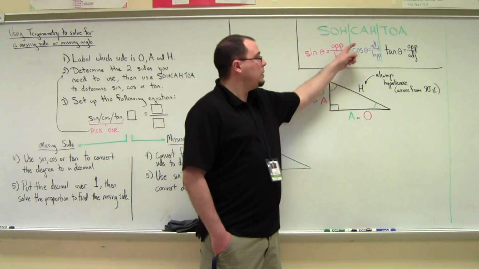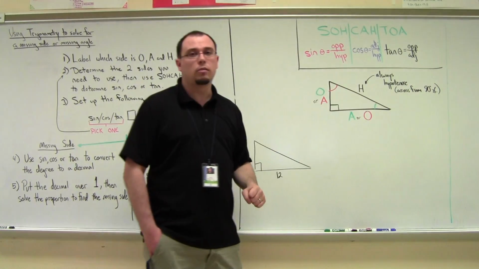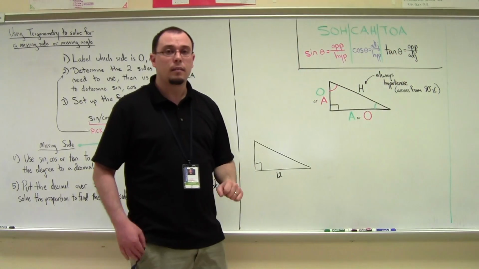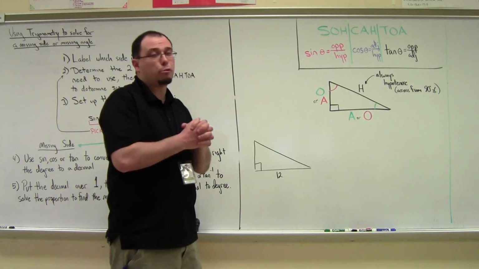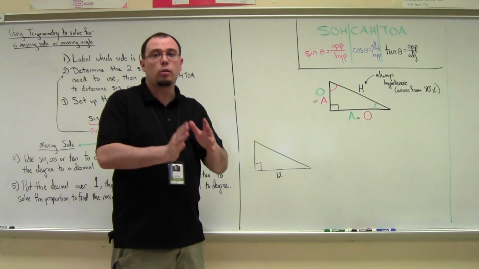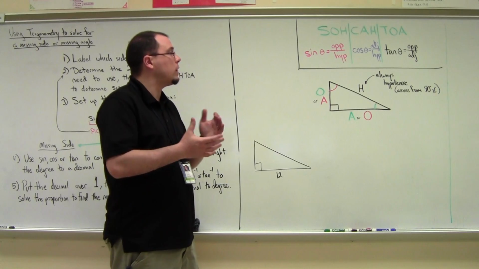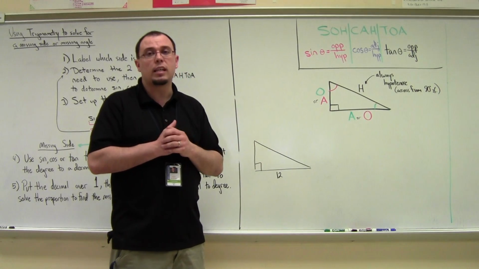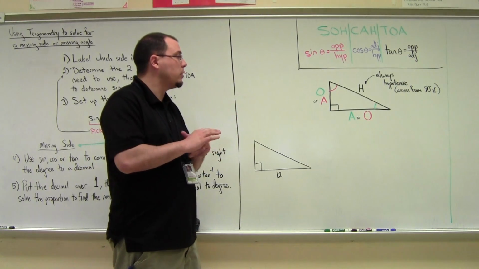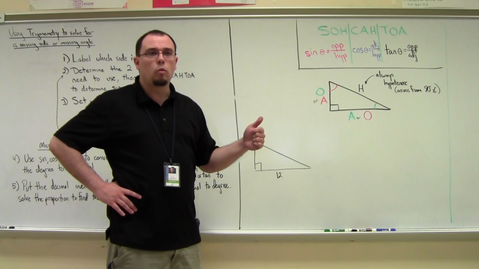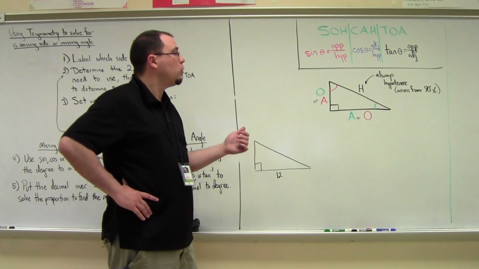Cosine is going to be the adjacent side over the hypotenuse. And tangent is going to be the opposite side over the adjacent side. Now those are going to be the only three ratios we can find. So as long as you're aware of what sine, cosine, and tangent are, you can use any of the combinations of sides that you're given or combinations of angles that you're given to figure out whatever information it is you're looking for.